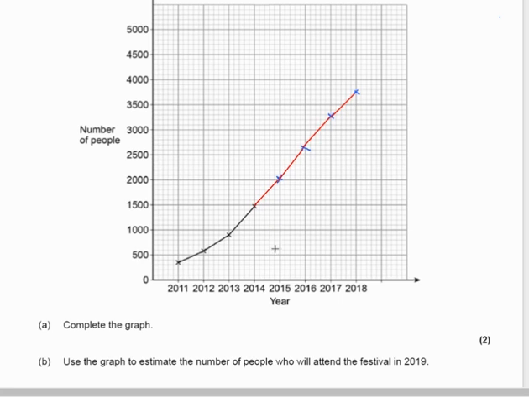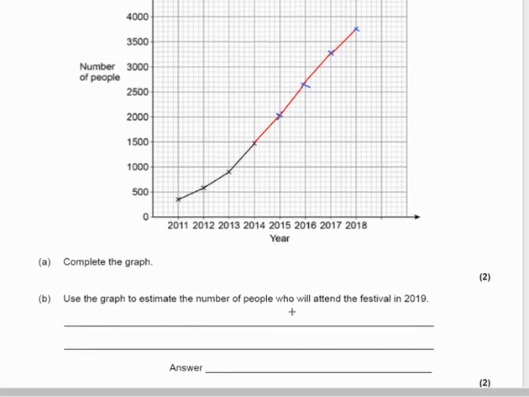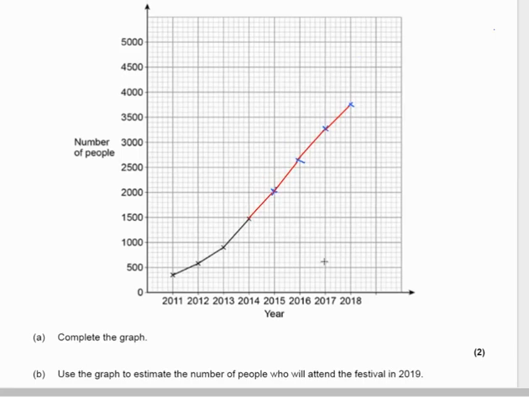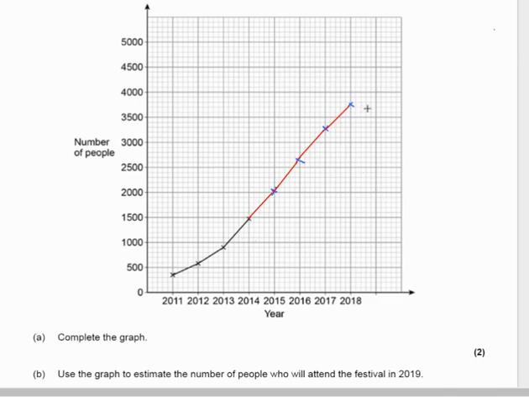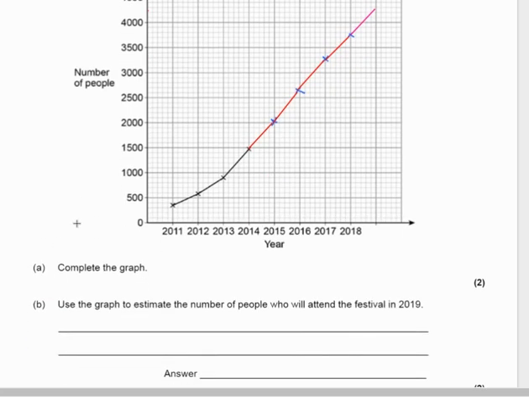Next is asking us to use the graph to estimate the number of people who will attend the festival in 2019. Well, if we carry on this trajectory, let's do that in pink. We would like a good pink. Let's just put it in this rough direction. That's probably a good estimate, given that it's continuing to go up in that kind of pattern. And 2019 is roughly here, so it's roughly 4,250. That's a good estimate, I would say.